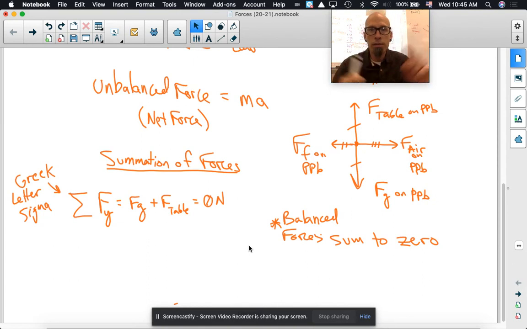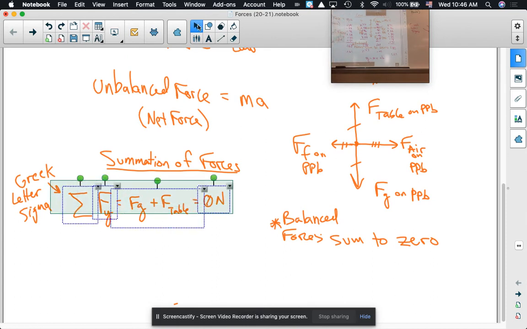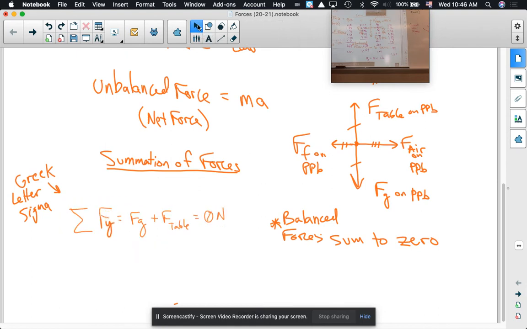Can we sum all of the forces in the horizontal? Well, yeah. In fact, let me move this down. Oh, the y didn't go with it. Well, whatever. It's fine.